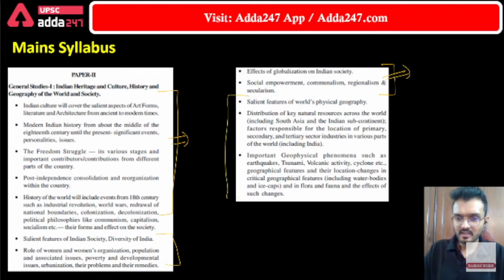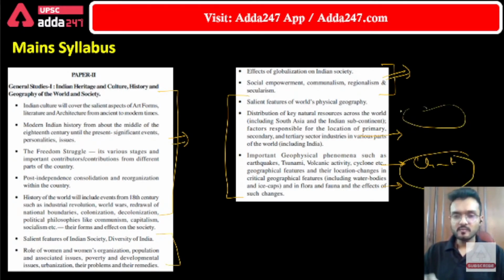In geography there are again two types of topics. The first one is the static topic, in which we understand the different physical features, like how clouds form and how tropical cyclones form. And apart from that, there are contemporary topics like climate change, global warming, or the melting of glaciers. So in geography, it is an agglomeration of both static and contemporary, or current affairs based, topics. But by and large, paper one is basically a static paper.